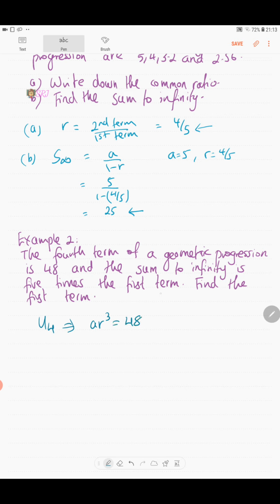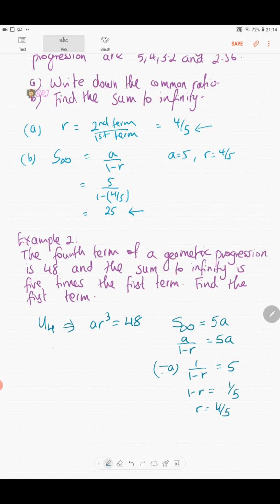And then the sum to infinity is 5 times the first term. So sum to infinity, it is a over 1 minus r is equal to 5a. We can divide both sides by a. We obtain 1 over 1 minus r is equal to 5. So 1 minus r is equal to 1 over 5. r is equal to 4 over 5. So this is the common ratio, 4 over 5.